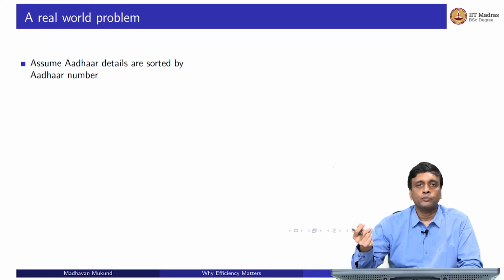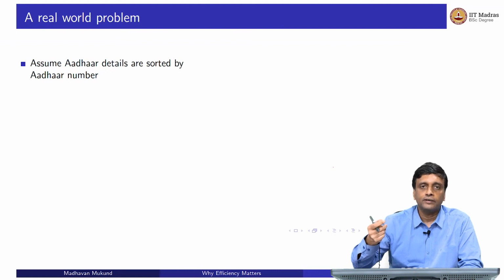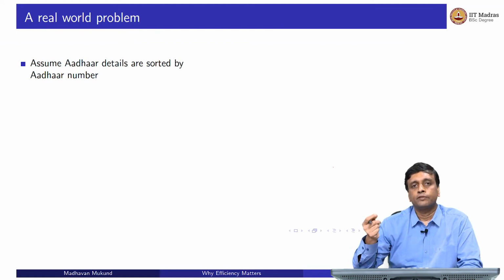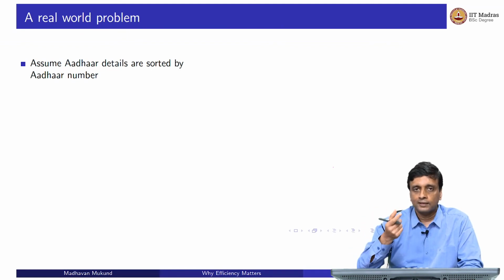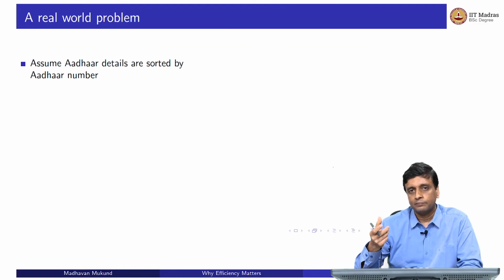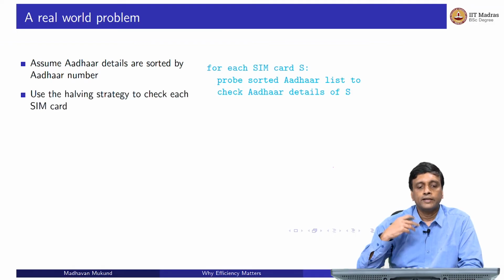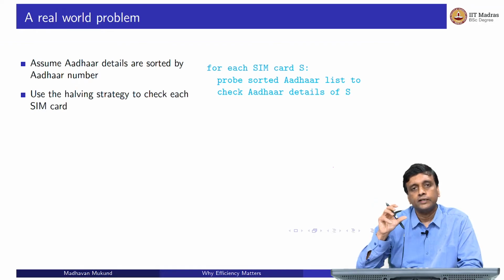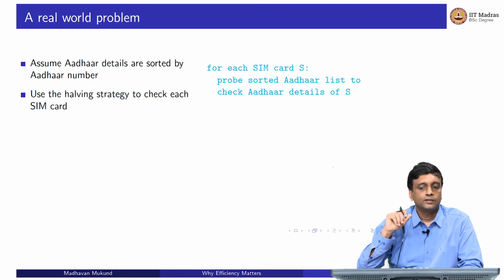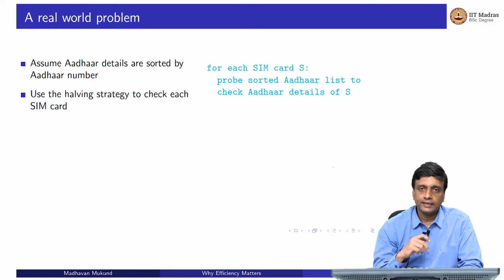Okay, that's more or less what we did in the birthday. I ask you a date in the middle of the year and I am told whether it's before or after by you. So in this case, if I look at the middle Aadhaar number in my list, I know whether the Aadhaar number I have is smaller or bigger. So I can use the same halving strategy that we did for guessing the birthday in order to keep halving the interval to search for the Aadhaar card. So in other words, for each SIM card S, I use this halving strategy to find the Aadhaar card matching it.